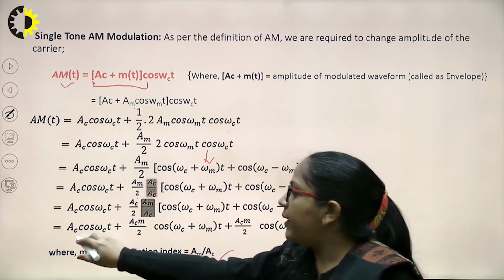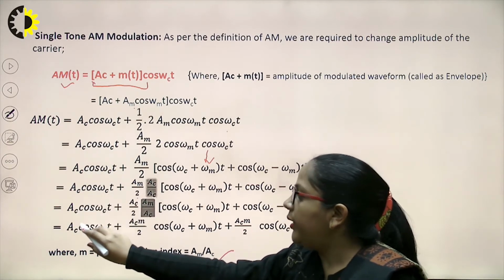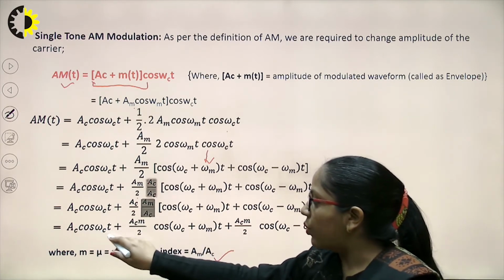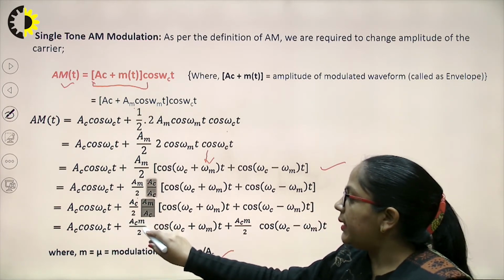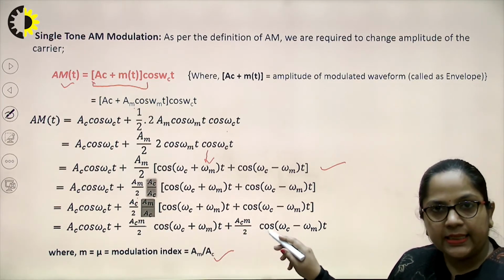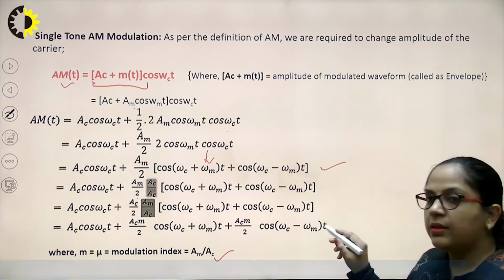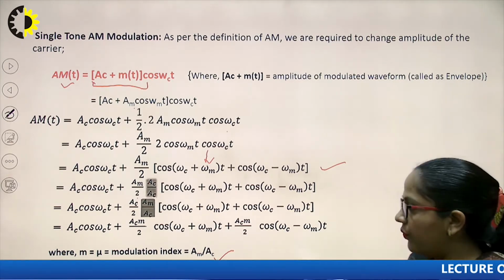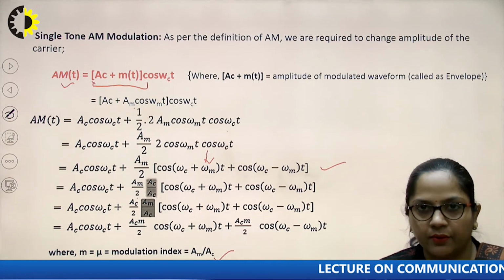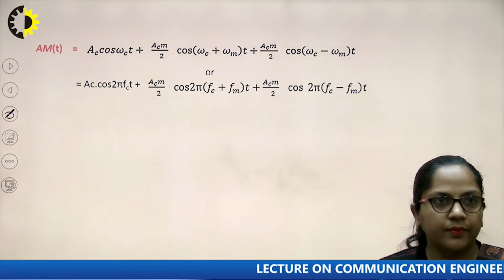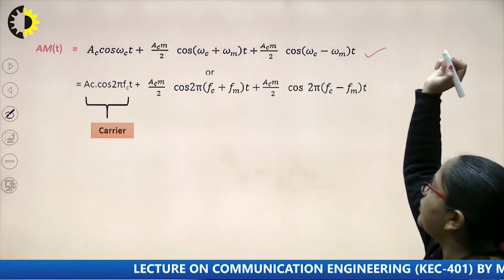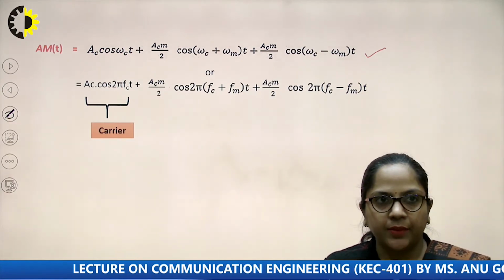So, finally the modulated waveform in time domain can be represented as AC cos omega CT plus AC m by 2 cos of omega C plus omega M T plus AC m by 2 cos of omega C minus omega M T. So, we are getting 3 terms in the amplitude modulated waveform. Here we have obtained this expression for single tone AM modulation.